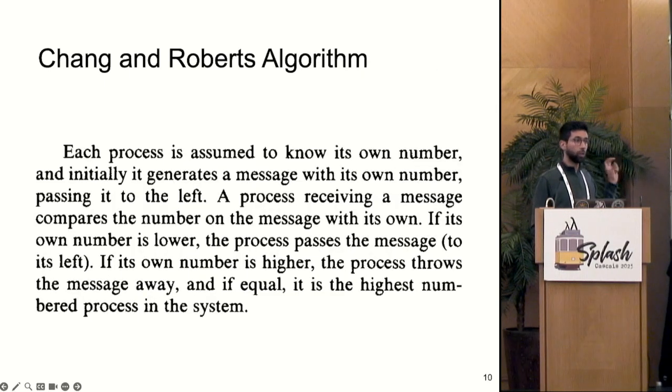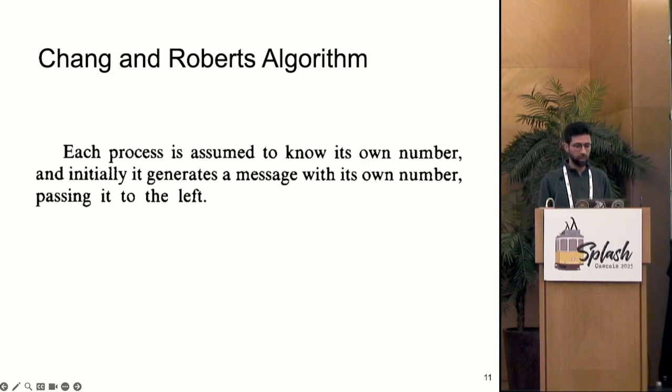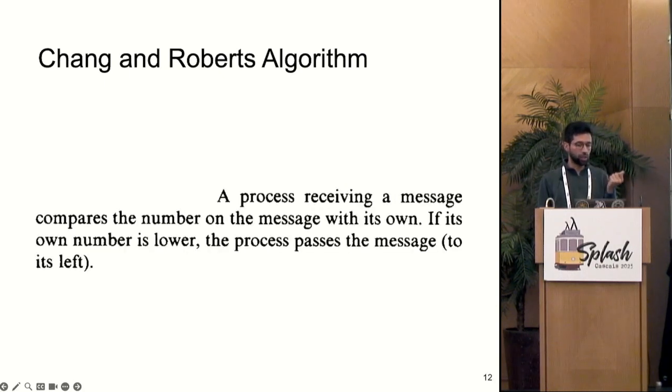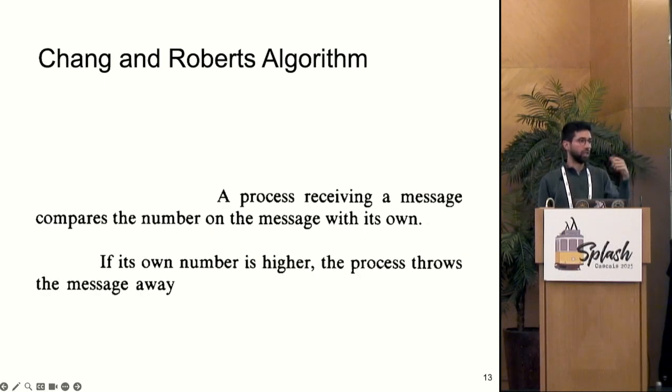The description for the algorithm is, again, really simple. We're going to skip through this quickly. Essentially, each node starts by sending its ID clockwise, and then the nodes receive these messages. If the message they receive is larger than their ID, they forward it. If the message they receive is less than their ID, they ignore it.